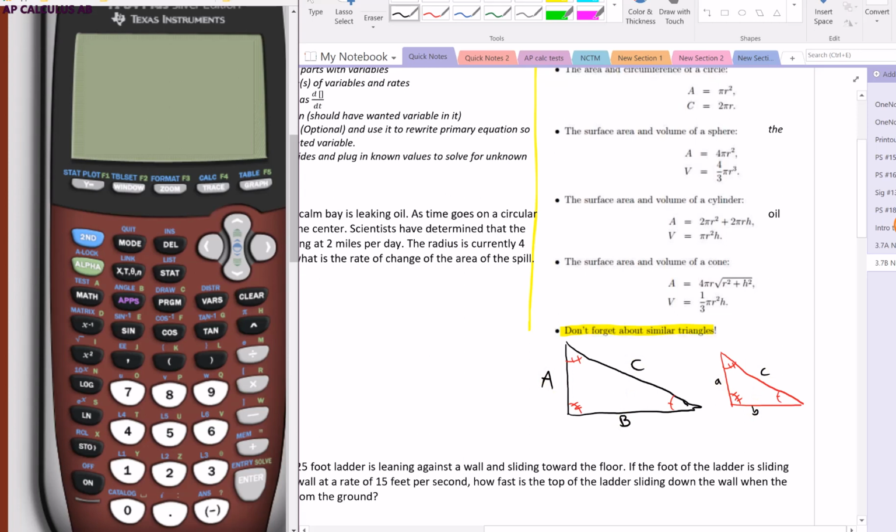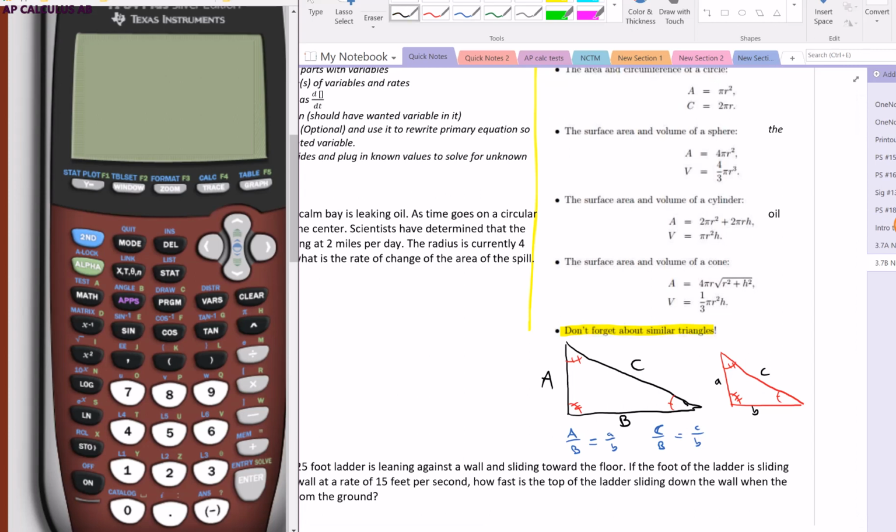If they are similar, then the ratio of their sides are equal. So what that means is I can write this proportion: A over B will equal little a over little b, right? The ratio of the corresponding sides are equal. And I can do this for any sides, right? I can do big C over B will be equal to little c over little b, right? And I can do anything like that. Any sides are proportional to each other. All right, and we end up doing this a lot.